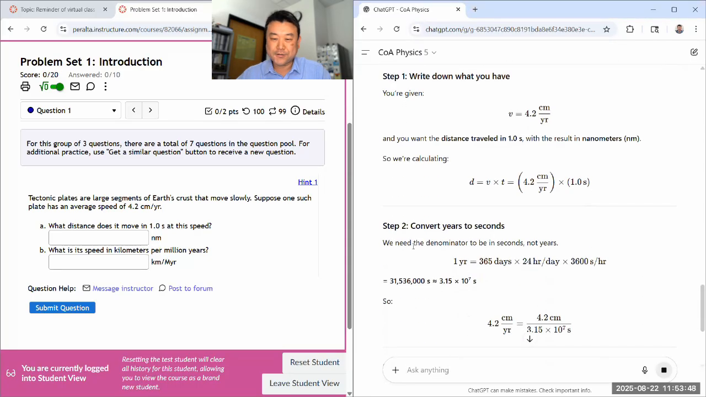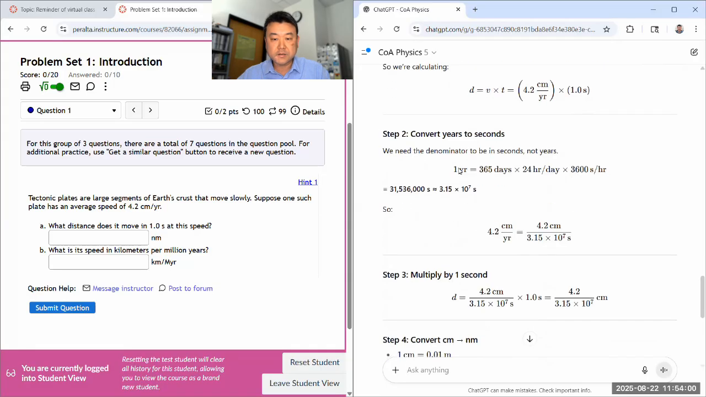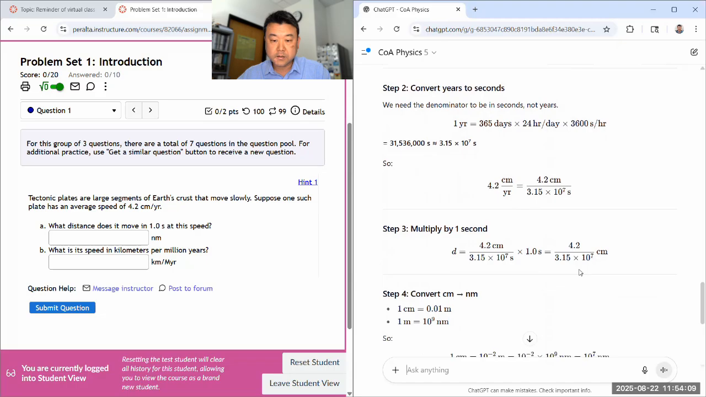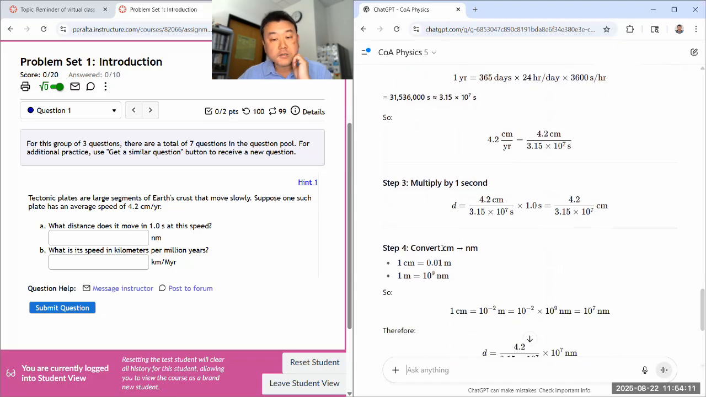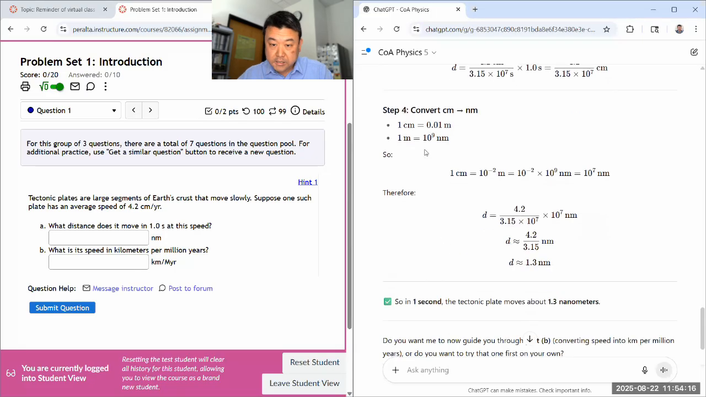And then it walks you through the conversion, for which there are videos, but this is another example of, 1 year is that. And it's set up in a way these hours will cancel, days will cancel, and you're left with the seconds. So 1 year is this many seconds. Yeah, that's the speed in the units of centimeters per second. And then it also tells you to do centimeters to nanometers.